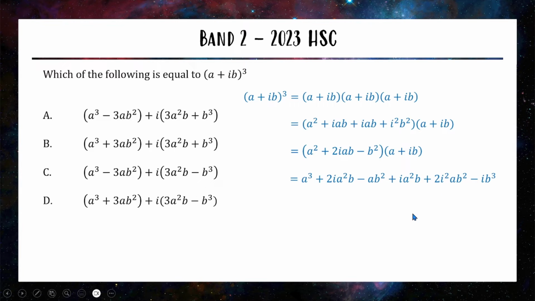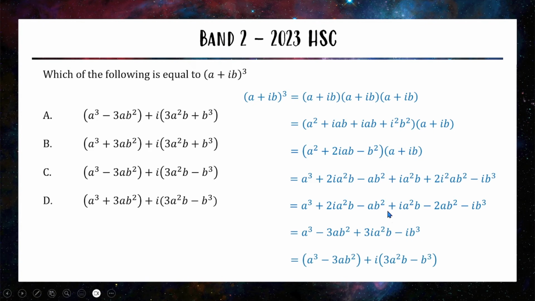Okay, so simplifying this a little bit more, the 2i squared in the middle here we can just write as minus 2. And now we're going to simplify our like terms, and we're going to collect all the real parts together and all the imaginary parts together. So real parts together, we get a cubed, and minus 3ab squared by combining these 2 terms here. And then combining these 2 terms here, we get 3i a squared b. And then on the end, we have minus ib cubed.